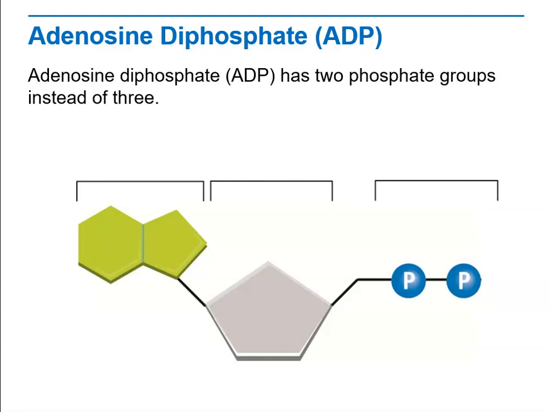Based on what you've learned about the components of ATP, think about how you would label the parts of ADP. As you might predict, we still have an adenine group that has not changed. We still have a ribose sugar, but now instead of 3 phosphate groups, we have 2 phosphate groups. That's what makes this ADP instead of ATP.